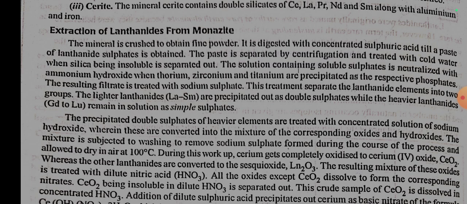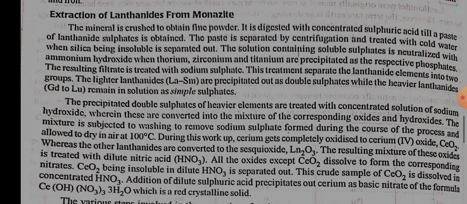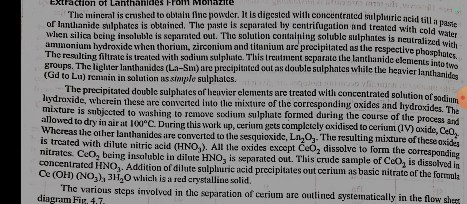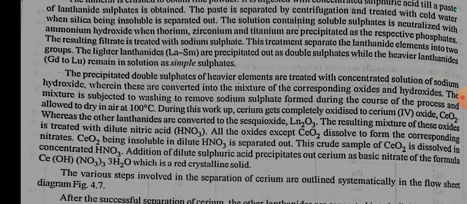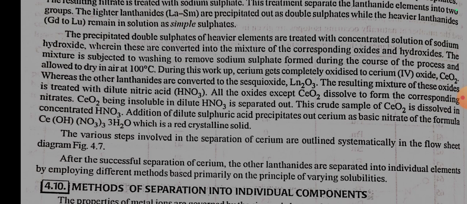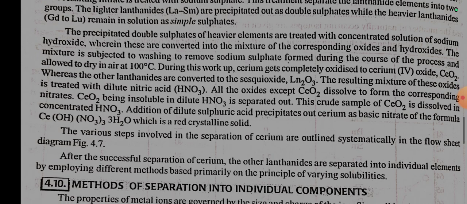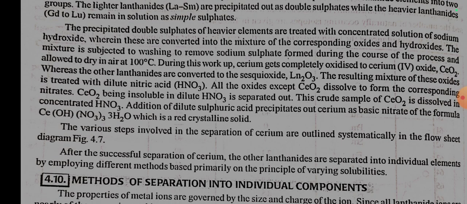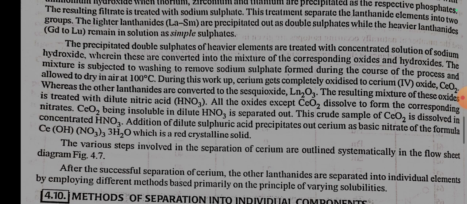Thorium, zirconium and titanium are precipitated as the respective phosphates, and the resulting filtrate is treated with sodium phosphate. This treatment separates the lanthanide elements into two groups: the lighter lanthanides are precipitated out as double sulfates, while the heavier lanthanides remain soluble as simple sulfates. The precipitated double sulfates are treated with a concentrated solution of sodium hydroxide, wherein they are converted into a mixture of the corresponding oxides and hydroxides. The mixture is washed to remove the sodium sulfate formed during the process and allowed to dry in air at 100 degrees Celsius.